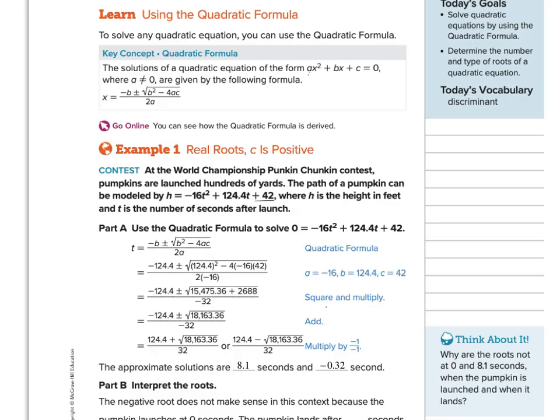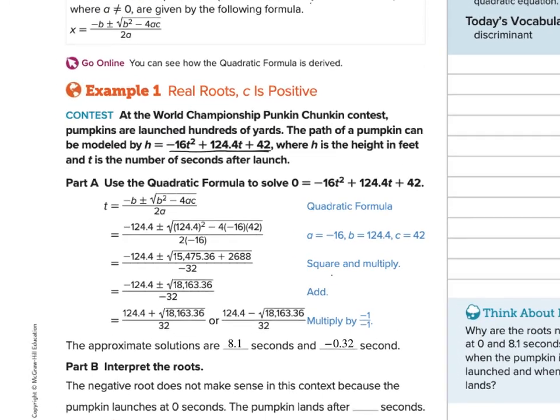At the World Championship Pumpkin Chunking Contest, pumpkins are launched hundreds of yards. The path of the pumpkin can be modeled by this function, where h is the height, and then you have negative 16t squared, usually dealing with gravity, and t is the number of seconds after launch. So we can calculate the height based on t, the time after launch.